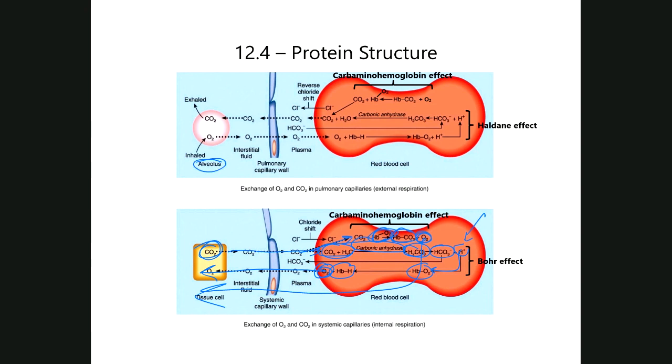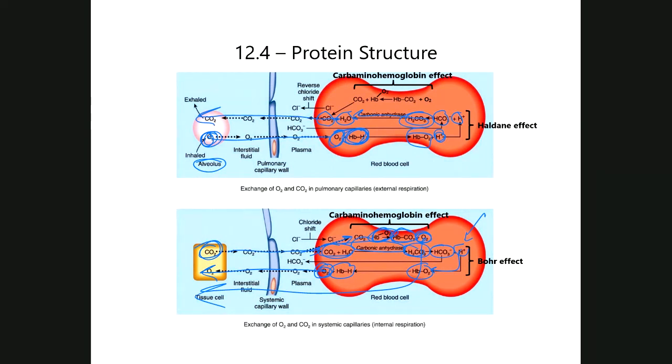So what happens in the lungs? In the lungs, we have boatloads of oxygen. The oxygen enters the tissues. The tissues, the cells, the oxygen is now going to exchange with the reduced hemoglobin, producing oxyhemoglobin plus the protons. The protons combine with bicarbonate. It makes carbonic acid, which then decomposes to water and CO2. The CO2 is released, and it's exhaled.